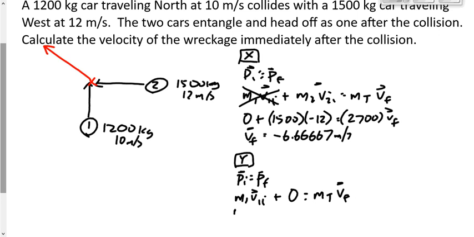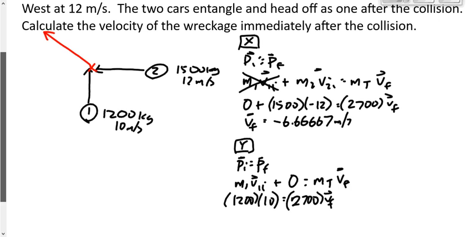M1 is 1,200 times V1I, which is 10. Total mass is 2,700 times VF. And I think when we solve for VF there, that one works out to be 4.44.